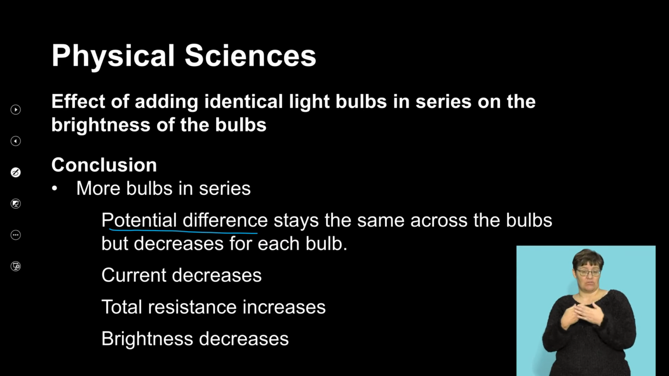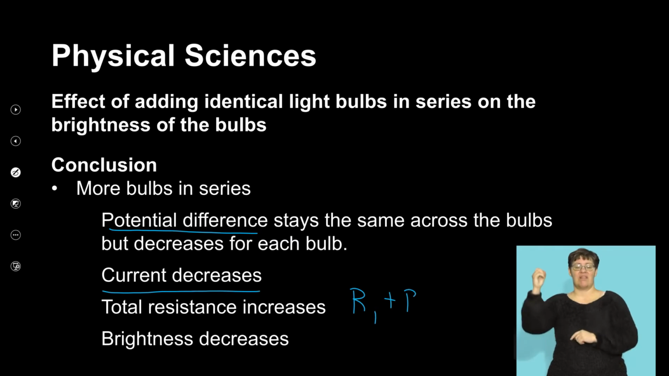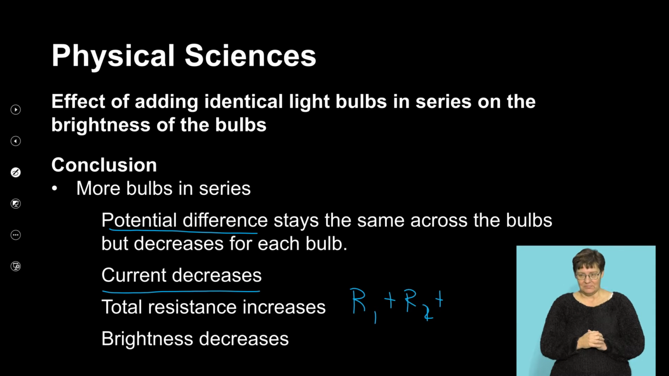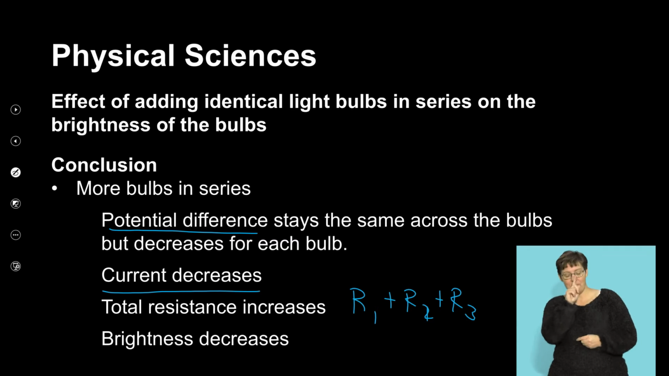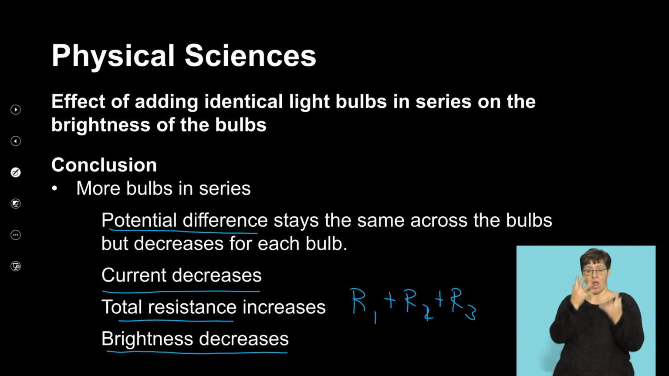So there was a drop in current. Why did the current decrease? Because as we added more light bulbs in series, the total resistance increased. So in series, as we add more identical bulbs, there is an increase in total resistance. Hence, there was a decrease in the brightness of the light bulb. So that was the conclusion.